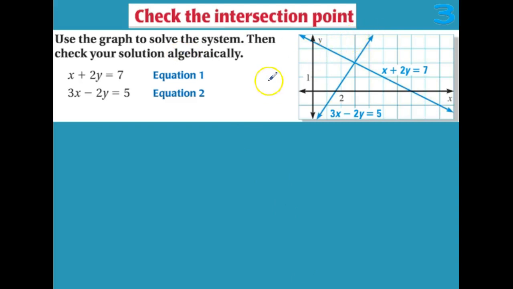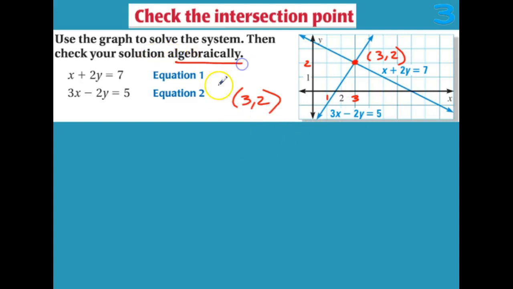Check the intersection. Wherever our two lines are crossing, that's going to be our solution. So it says use the graph to solve the system. Then check your solution algebraically. So our solution is this point, 1, 2, 3, x, y. Remember, x is to the right first. 3, and then we go up 1, 2. So our point is 3, 2. That's our solution or our answer.